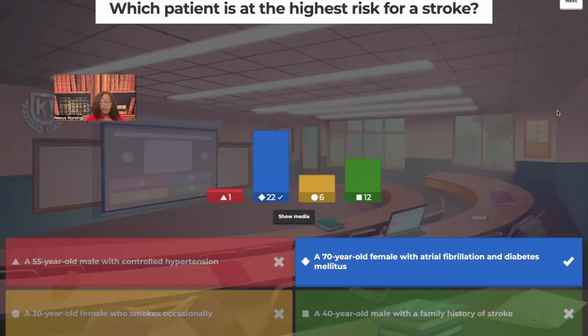A 30-year-old female that smokes occasionally, smoking. And last, a 40-year-old male with family history, male, family history. So who has the most risk factors here? The older female with AFib and diabetes.